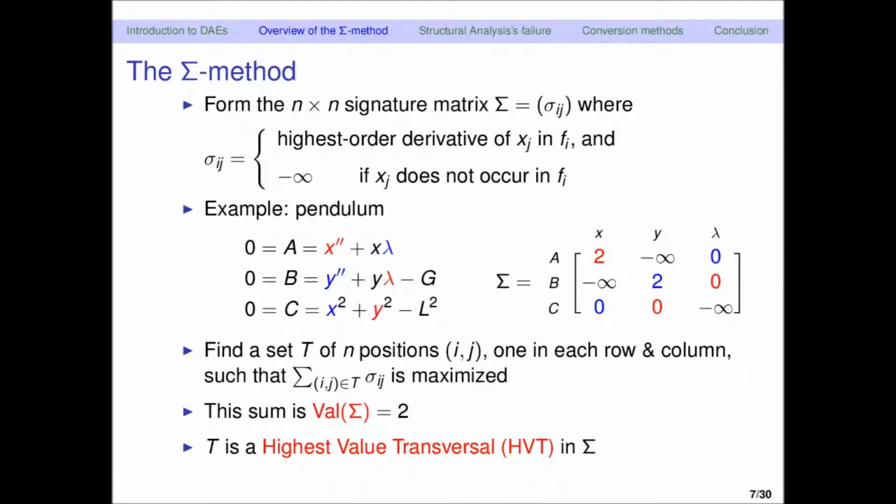This is the first step. The next task is to find 3 positions, one per row, one per column, such that you maximize this sum. In this case, those are the entries in blue, or the other one in red. Yeah, thanks, Mark. So the sum of these values, we call the value of the signature matrix. And these 3 positions, we call the highest value transversals of sigma.